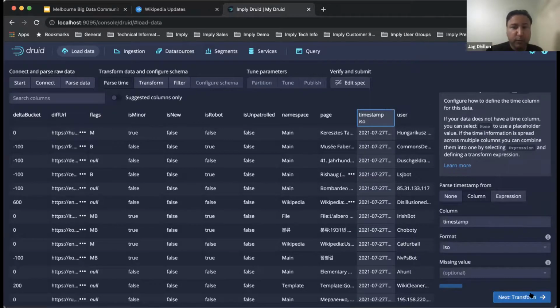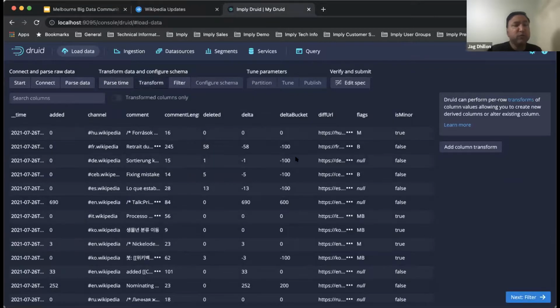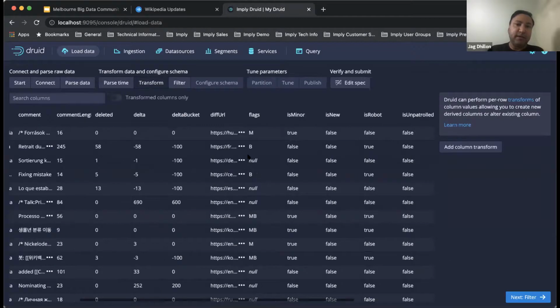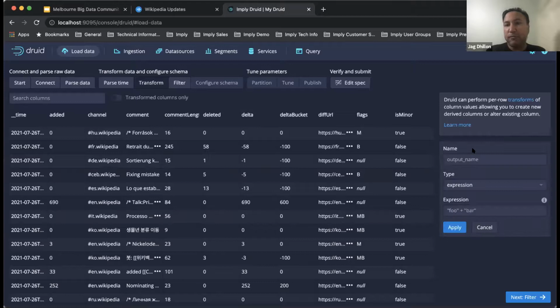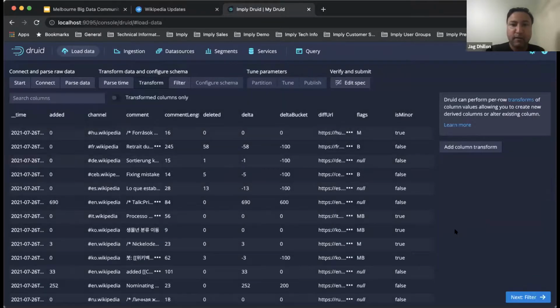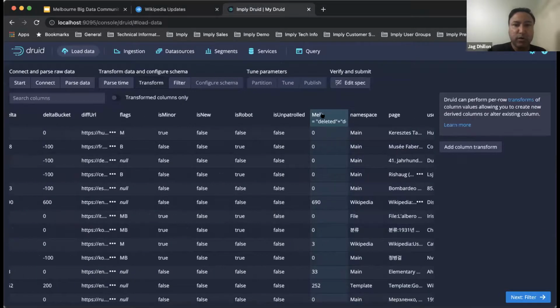Then you can go down to the part where you transform. You can do basic transforms here. Like I said, I see all these columns, which are the fields. I can say, add a column transform, call it Melbourne, and then add the expression. Let's include deleted and delta. So I'll say deleted plus delta, then I'll apply. Now it's created the new column called Melbourne, and it's added those columns, deleted and delta. That's just a basic column transformation if you want to do it here.